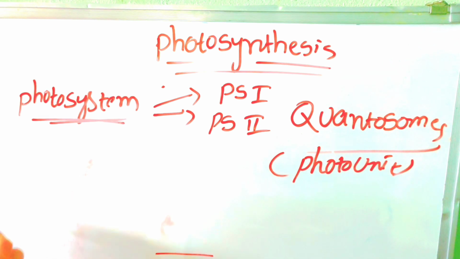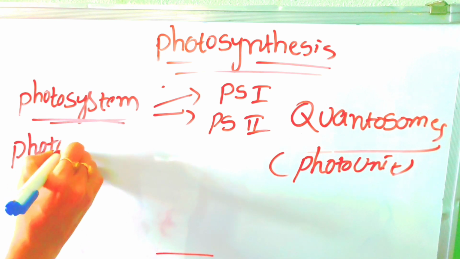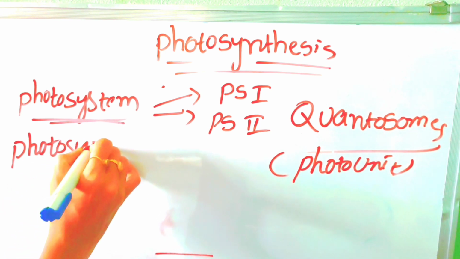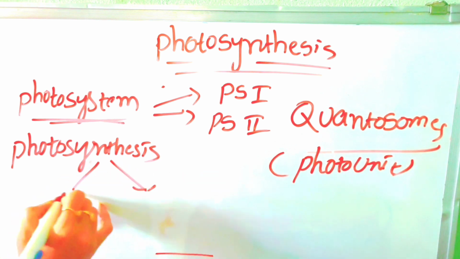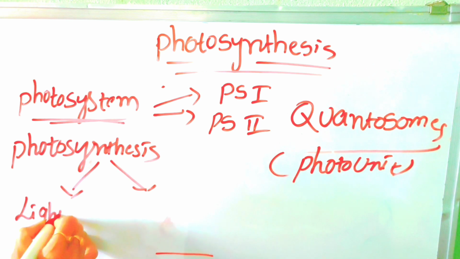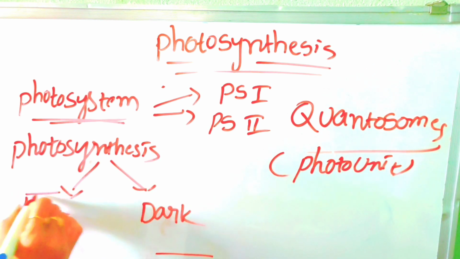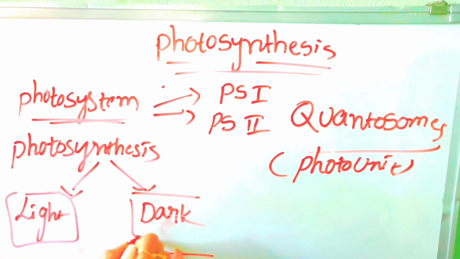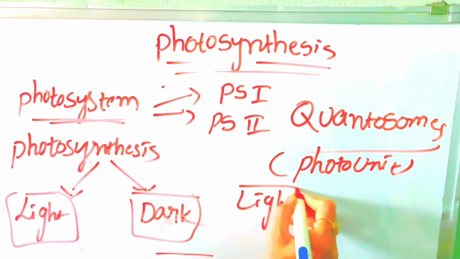Another thing is that photosynthesis can be done in two ways. The first one is the light reaction. The second one is the dark reaction. Light reaction and dark reaction. The light reaction can be divided into two categories.